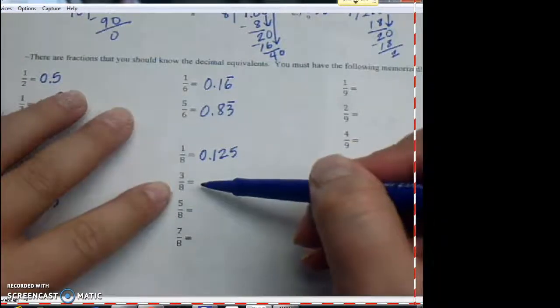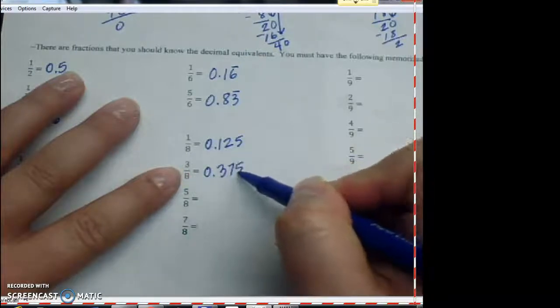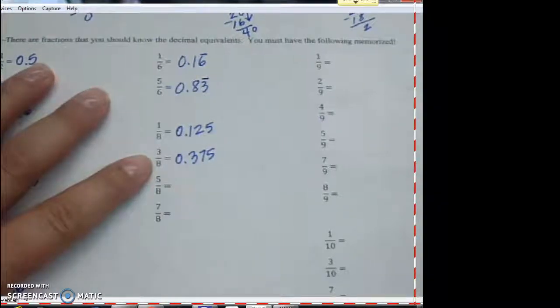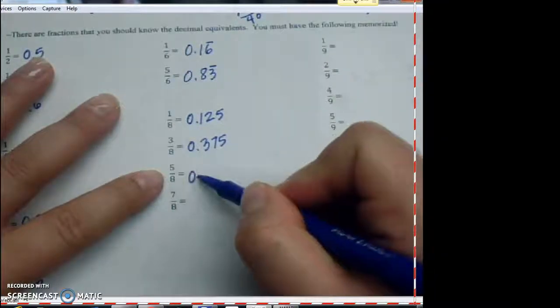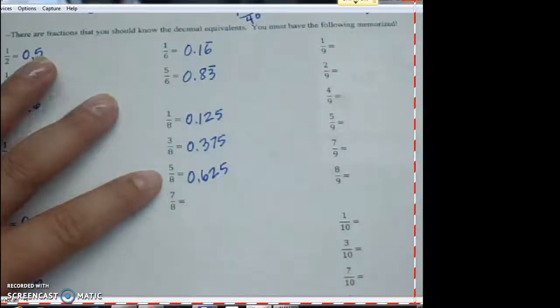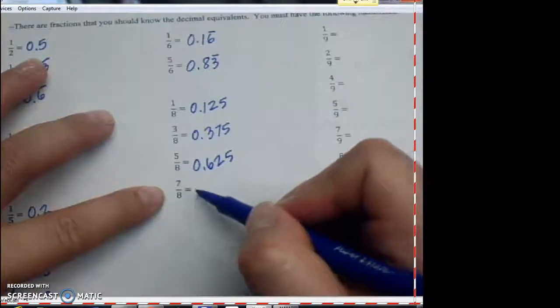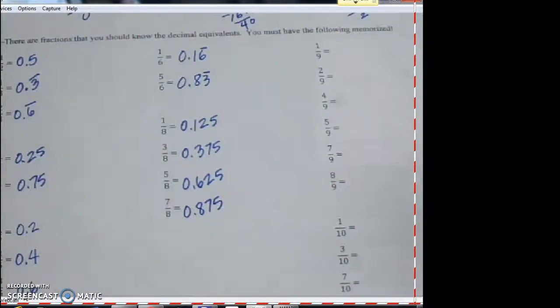Okay? 3/8. If I do the long division, 3 divided by 8, it's going to be 0.375. If I do 5 divided by 8 and do that long division, 0.625. And then 7/8 is 0.875. So when I do that long division, that's what it would be. I could make you do the long division on all of that, but that'd be a lot of work.